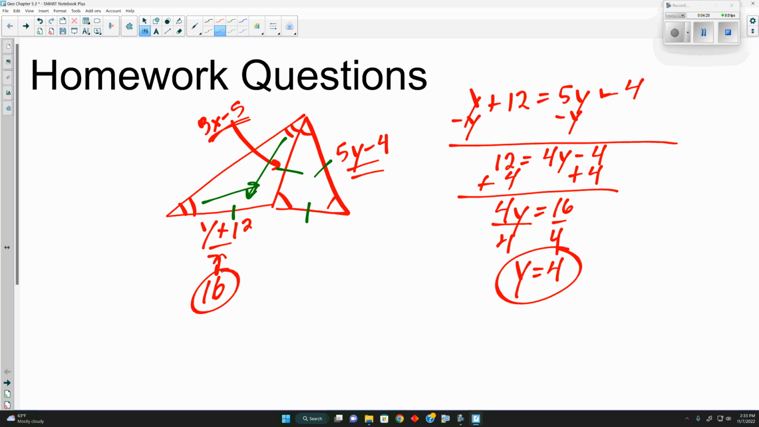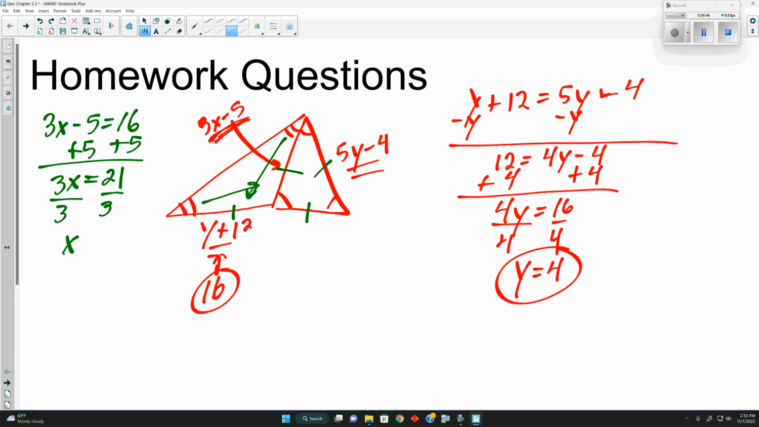16. And the reason that's helpful is because one of the other sides that it's equal to is 3x minus 5 is going to equal 16. And at this point here, we can solve by adding 5 to both sides, telling us 3x is equal to 21. Divide by 3, so x is equal to 7.